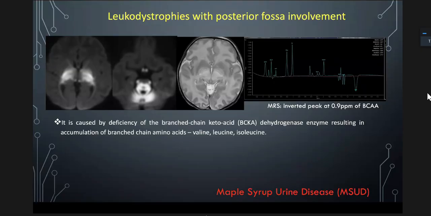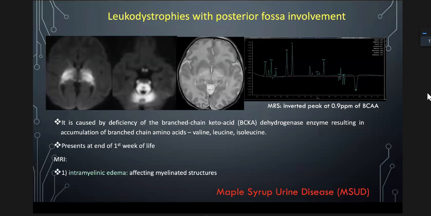Maple syrup urine disease happens because of deficiency of the enzyme branched chain keto acid dehydrogenase. Therefore, there is accumulation of these amino acids, that is valine, leucine, and isoleucine, and these give rise to this inverted peak at 0.9 ppm. If it is lipid, the lipid peak will be upright; it will not invert.